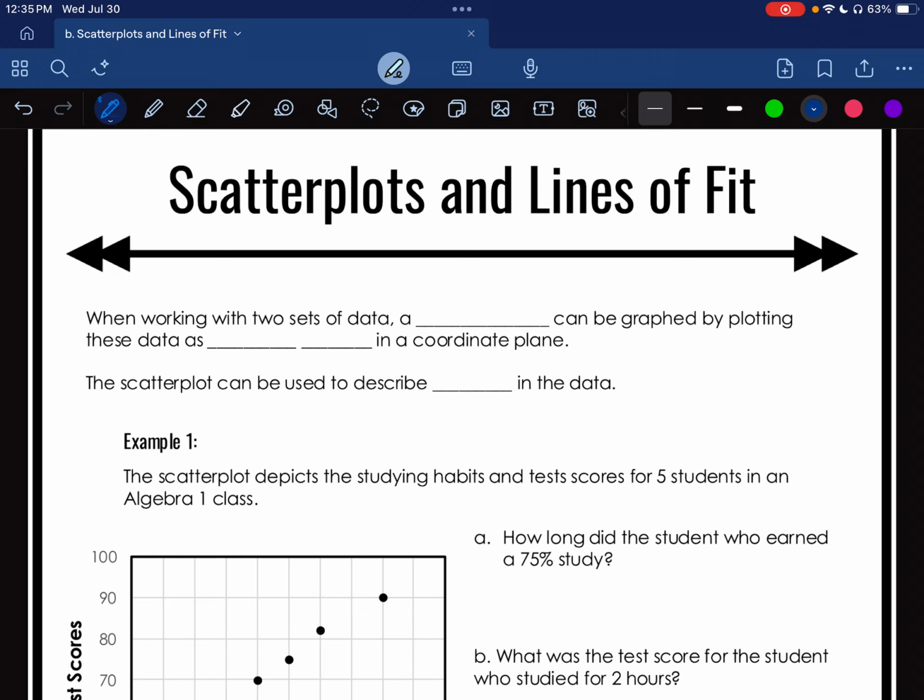Anyhow, so when working with two sets of data, like comparing, I don't know, height and shoe size or something like that, a scatterplot, which you've probably seen and heard of, can be graphed by plotting these data as ordered pairs in a coordinate plane, right? So you would assign one of the variables, one of those sets of data, to be the x, one to be the y, on the plot. And the reason we like to do this is to describe trends in data, right, to make sense of the world around us.